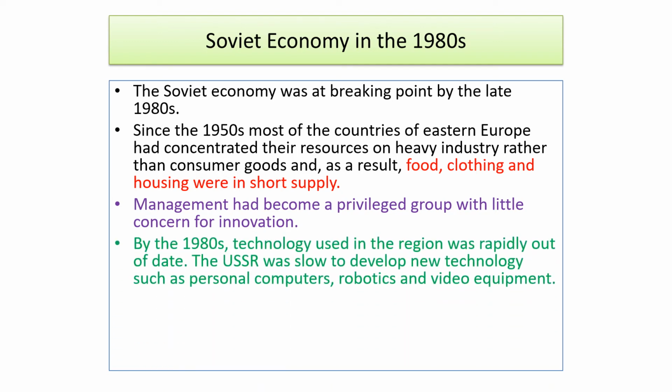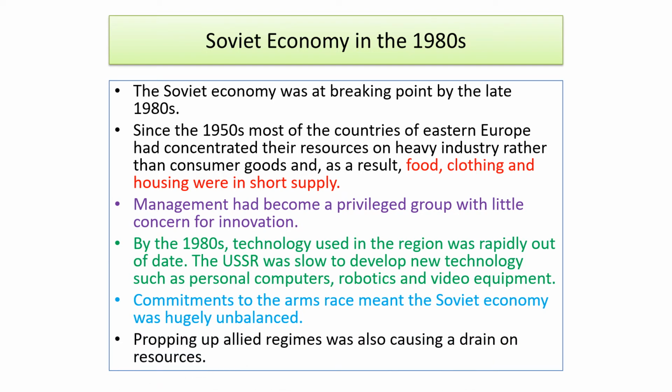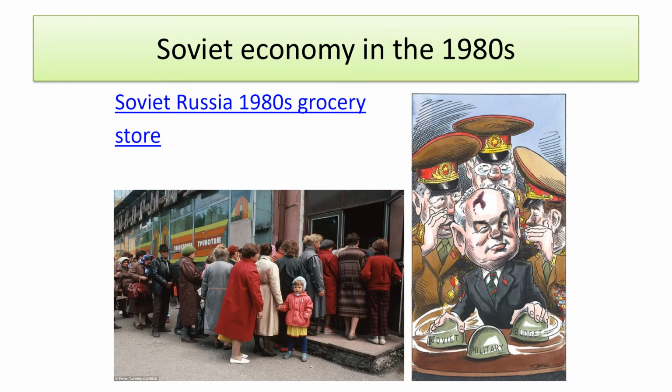Now by the 1980s, technology used in the region was rapidly out of date. The USSR was very slow to develop new technology like computers, for example. Commitments to the arms race as well, so remember the Soviet Union spending massive amounts on the arms race meant that the Soviet economy was very unbalanced. And the propping up of allied regimes, in terms of places like Poland, in terms of Germany, was causing a big drain on resources in the Soviet Union as well.